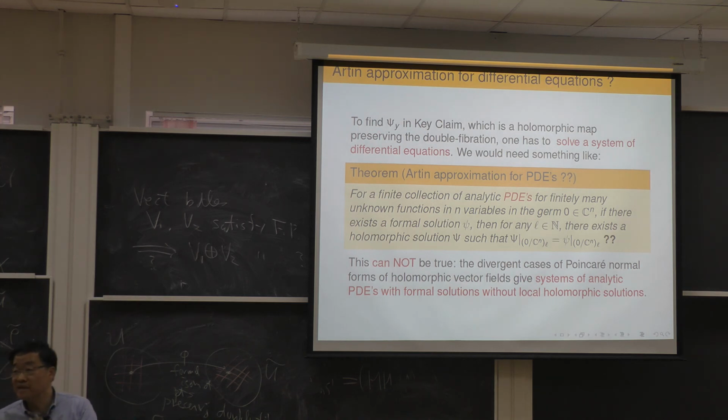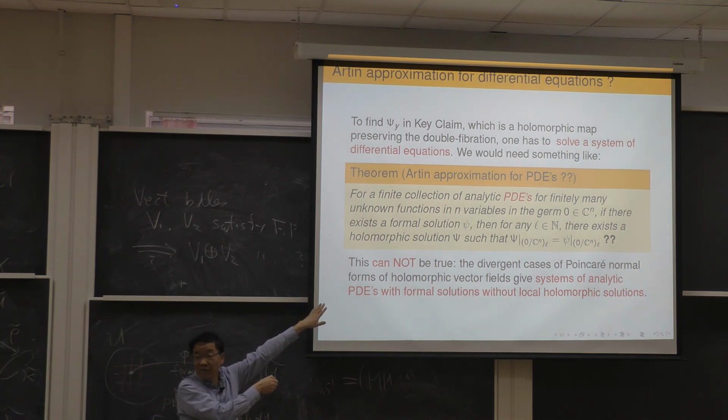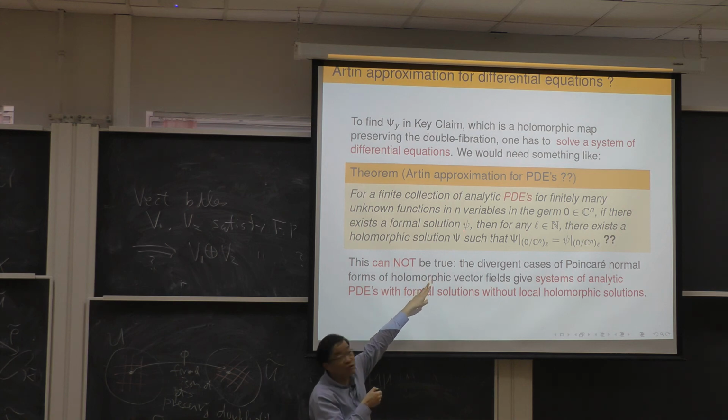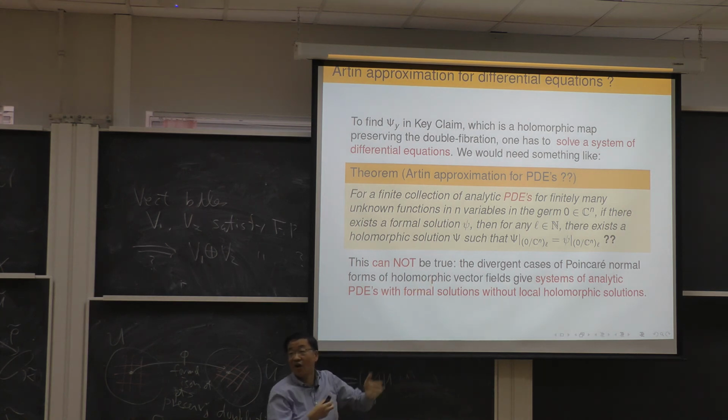Holomorphic solution means it's a solution to all order. But here we want to approximate the given formal solution. So the solution we want is a solution to all order, but it agrees with the given formal solution up to a given order. So this is the approximation theorem.